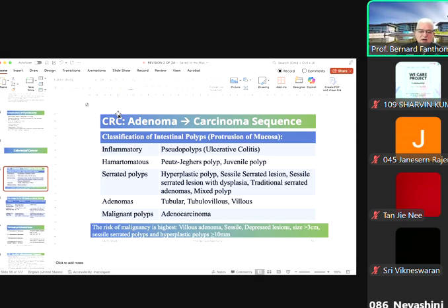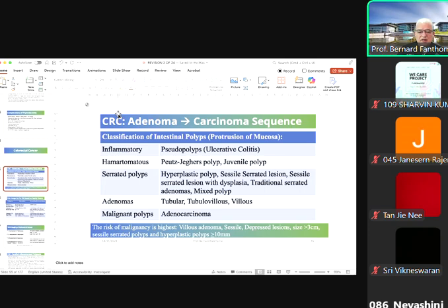Now in this, there is a little change. Earlier, the serrated polyps were considered totally benign, not likely to turn malignant. But now we know that there is a second pathway. One is this adenoma-carcinoma sequence, and the other is this serrated polyp pathway. So serrated polyps, which are sessile depressed lesions, even they can turn malignant.